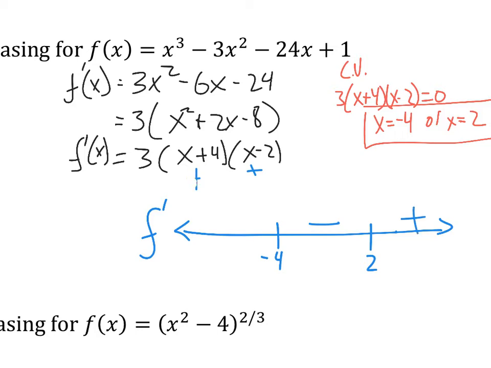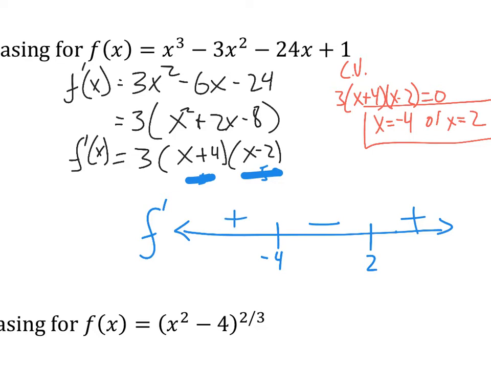What if we plug in negative 5, something to the left of negative 4? Probably don't want to plug in decimal numbers. Well, if we plug in negative 5 there, then negative 5 plus 4 is negative. Negative 5 minus 2 is negative. So we have a negative times a negative times 3, and that's going to be a positive.